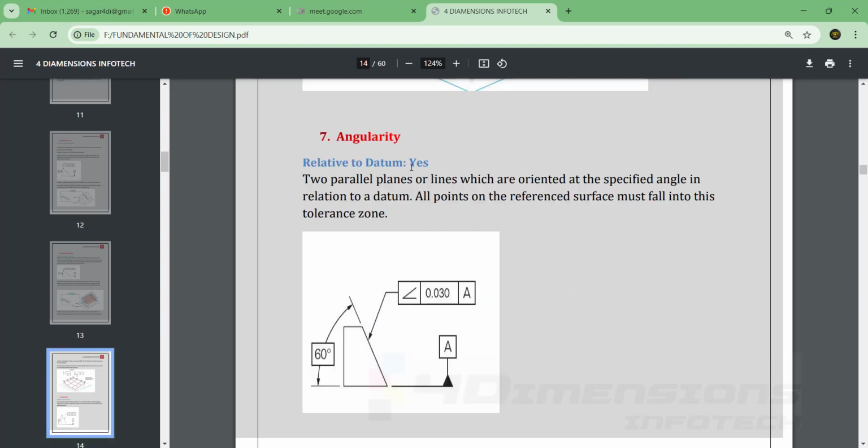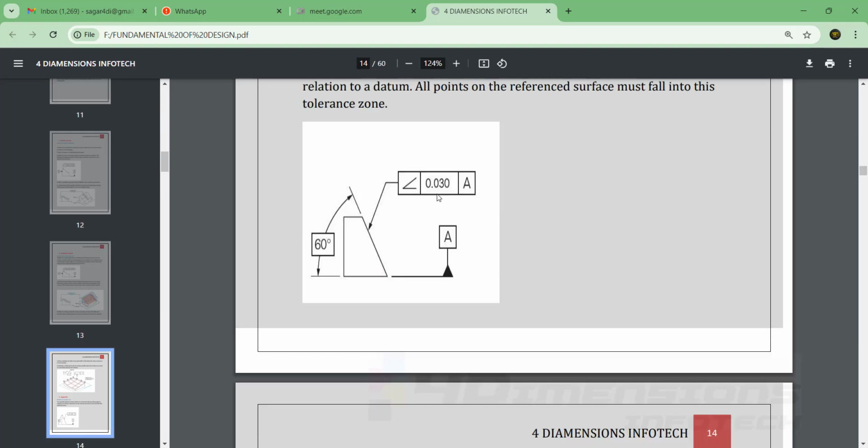Next one is angularity. Now here the datum is compulsory, you can see. Relative to datum, yes. Now in this characteristic, there are two parallel planes oriented at the specified angle, you can see this angle here, and all the points of the reference surface must fall within this tolerance zone. So the points of this reference surface must lie within one tolerance zone around this surface, and the size of the tolerance zone is 0.03, you can see here. It is referred to this datum, that is datum A.